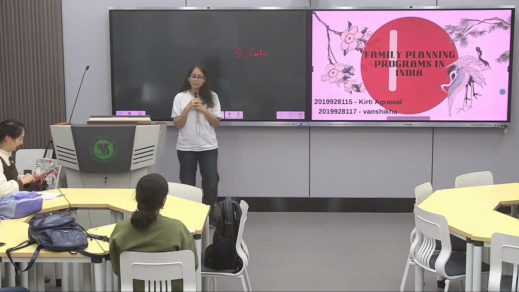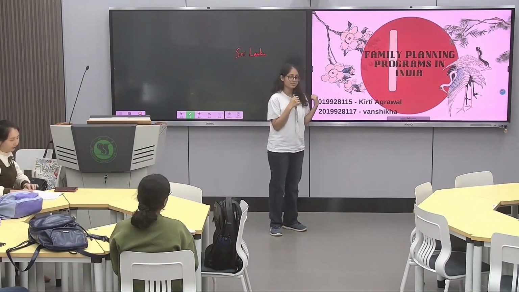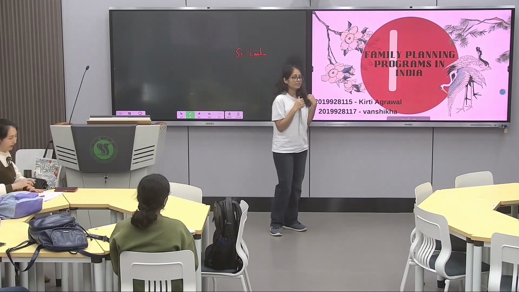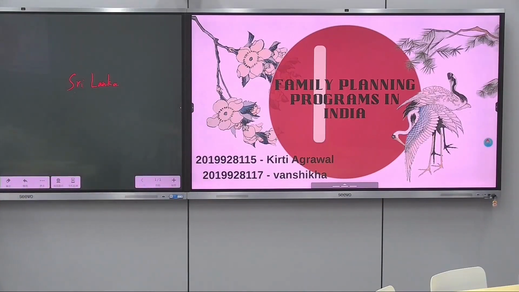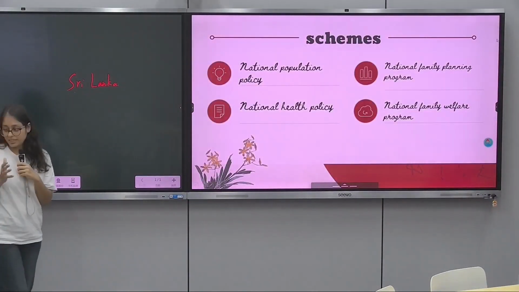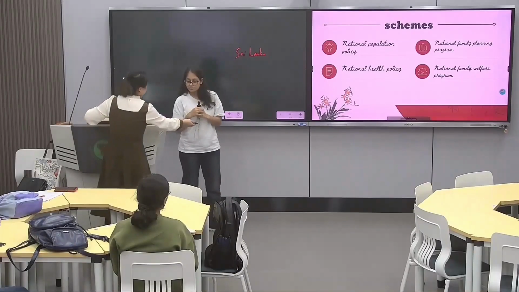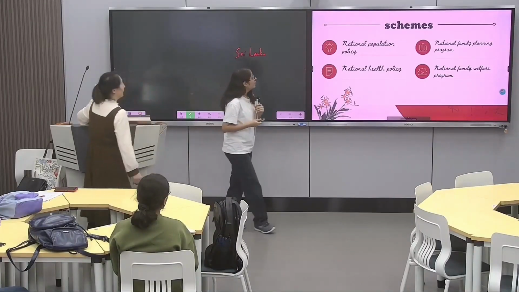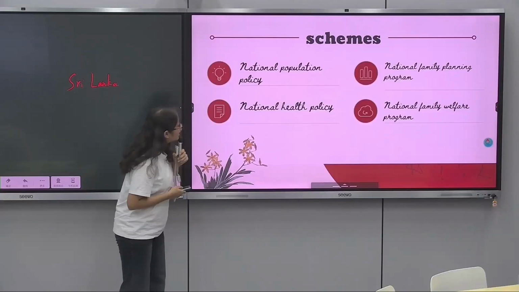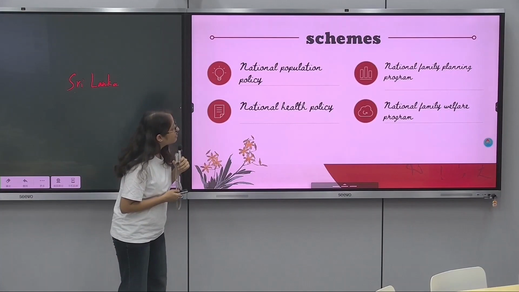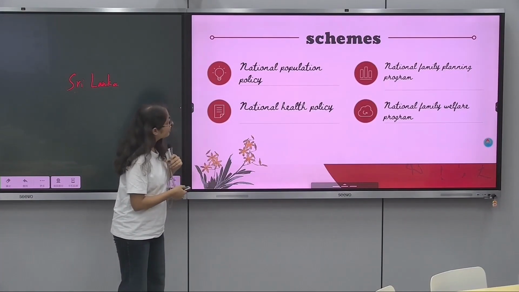So today I am going to introduce you to all the family planning programs in India. In India right now there are four major schemes and there are sub themes in them. First is the National Population Policy, National Health Policy, National Family Planning Program, and National Family Welfare Program.